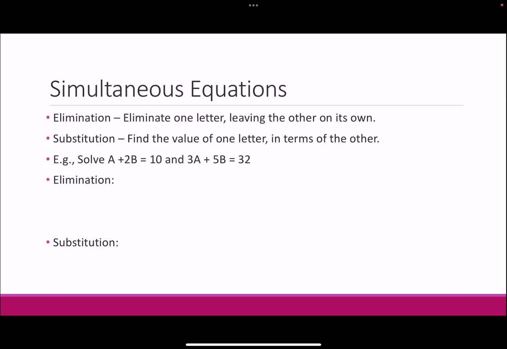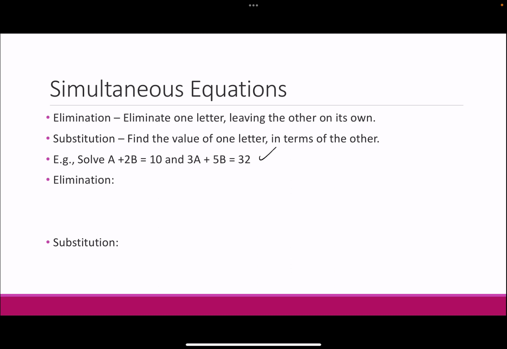Now, simultaneous equations, so you may or may not have heard of this. Simultaneous equations is when we have two pronumerals, or two unknowns, in an equation, and we're given two equations with those two unknowns. What we want to do is either eliminate one of the letters and have the entire equation in terms of just one letter, so all A instead of A and B, or find the value of one letter in terms of the other letter and then substitute it into the other equation. I'll show you exactly what I'm talking about now.